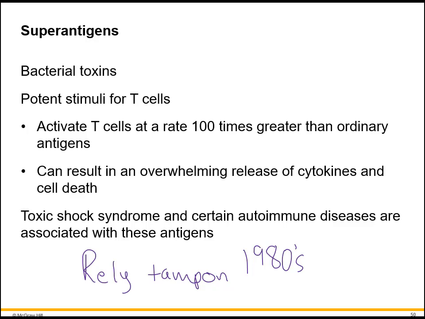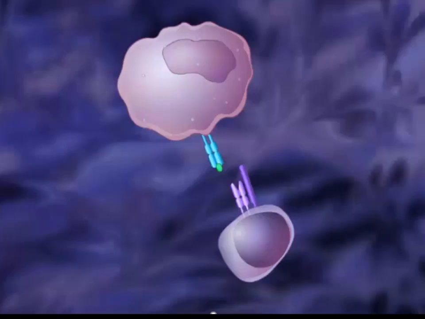But the specific cells that cause toxic shock syndrome produce the toxic shock toxin. Not all of the staph bacteria did this, but the ones that had the ability to produce this toxin were the ones that were causing a lot of damage, and women were dying from this. So we'll show you an animation just on how the T cells get activated so readily.